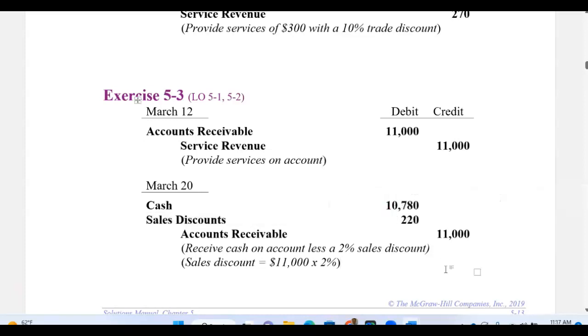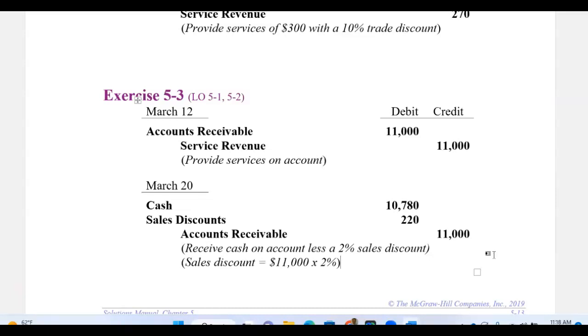So if this is all you have for your business, if I ask you what is the net sales that's going to be in the income statement, you're going to say net sales in the income statement will be 11,000 revenue minus or less sales discount of 220 equals net sales of 10,780. So net sales here is 10,780. So what is net sales? Net sales equals sales minus sales discount minus sales returns and allowances.